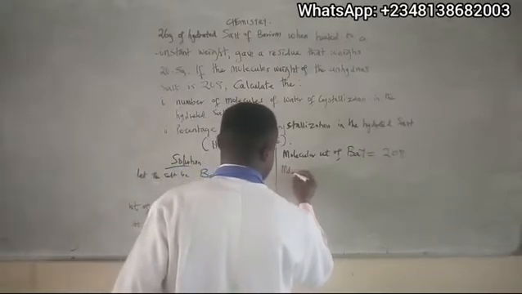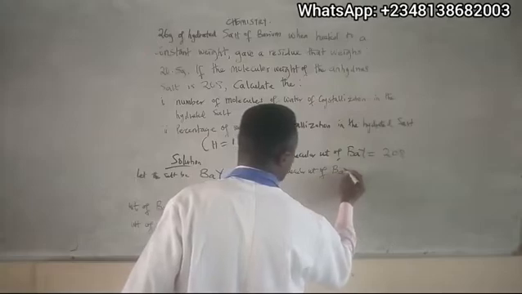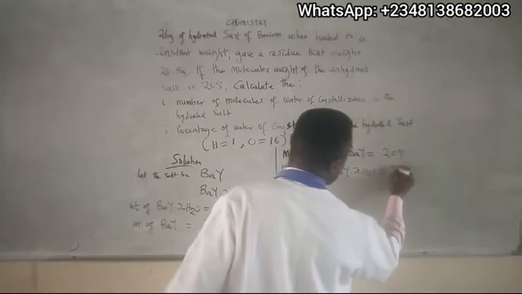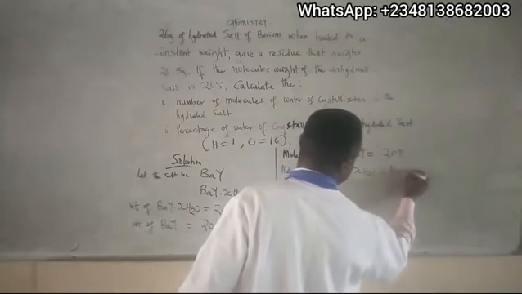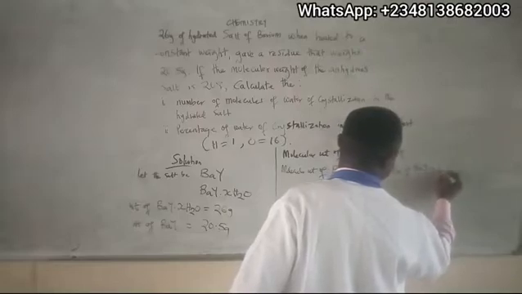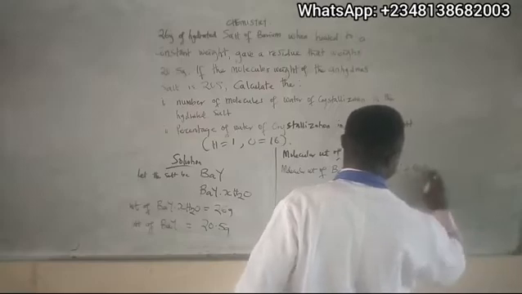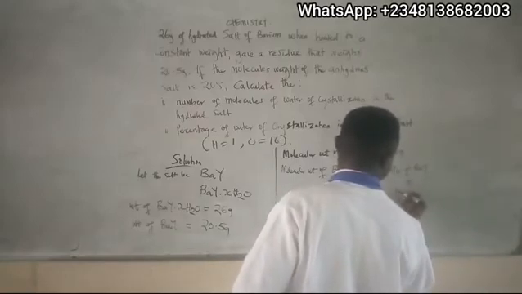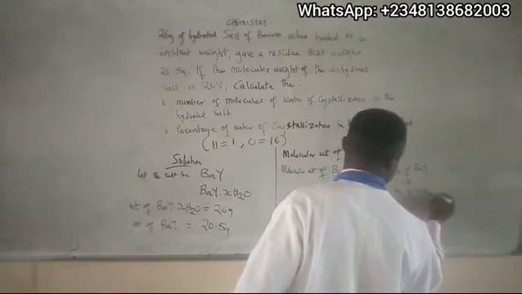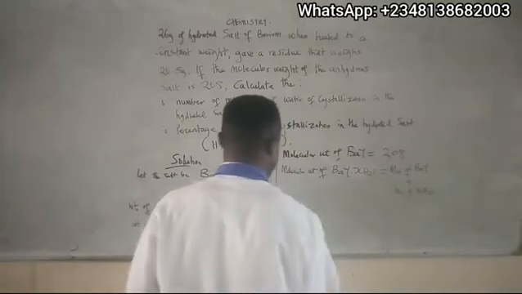So the molecular weight of BAY dot X water is equal to the molecular weight of BAY plus the molecular weight of the water of crystallization. We know this one, so let's calculate this one.